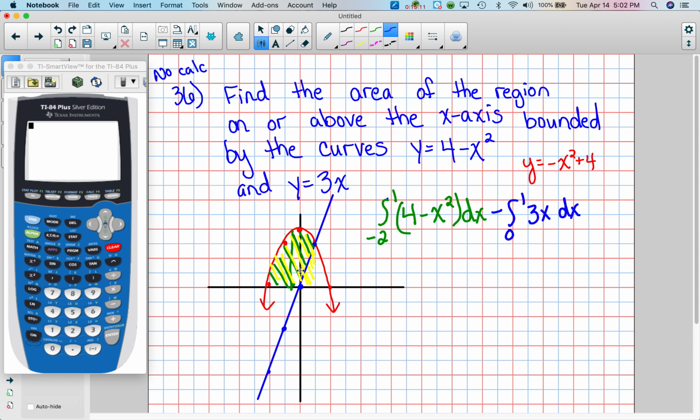So, sometimes you have problems where it's not just a straightforward, subtract the functions, because they give you some other stipulations on what part of the region you're looking for. So you have to do a little bit of problem solving. And if you did the antiderivatives, that would give you your answer as well.